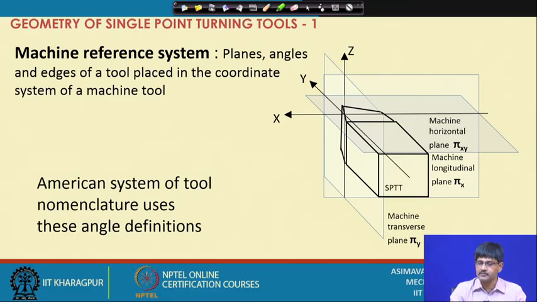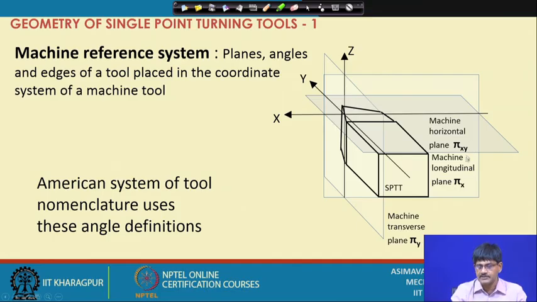So, the machine horizontal plane is the horizontal plane. Okay. It is basically the xy plane here. If the velocity vector is correctly in the direction of z axis, in that case the machine horizontal plane gets a name called reference plane. Reference plane is defined as the plane perpendicular to the velocity vector. So, if this is the direction of the velocity vector, then xy plane is the reference plane and it will be called pi r.